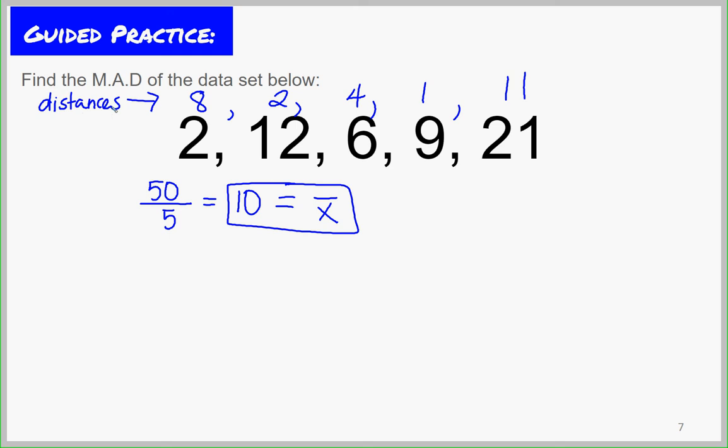And again, they're absolute values. So we've already done step 1 and step 2. Now let's move on to step 3, which is to average your distances. So add 8 plus 2, that's 10, 14, 15, 26. That totals to be 26. Divided by 5. 26 divided by 5 is 5.2. So 5.2 equals our MAD.